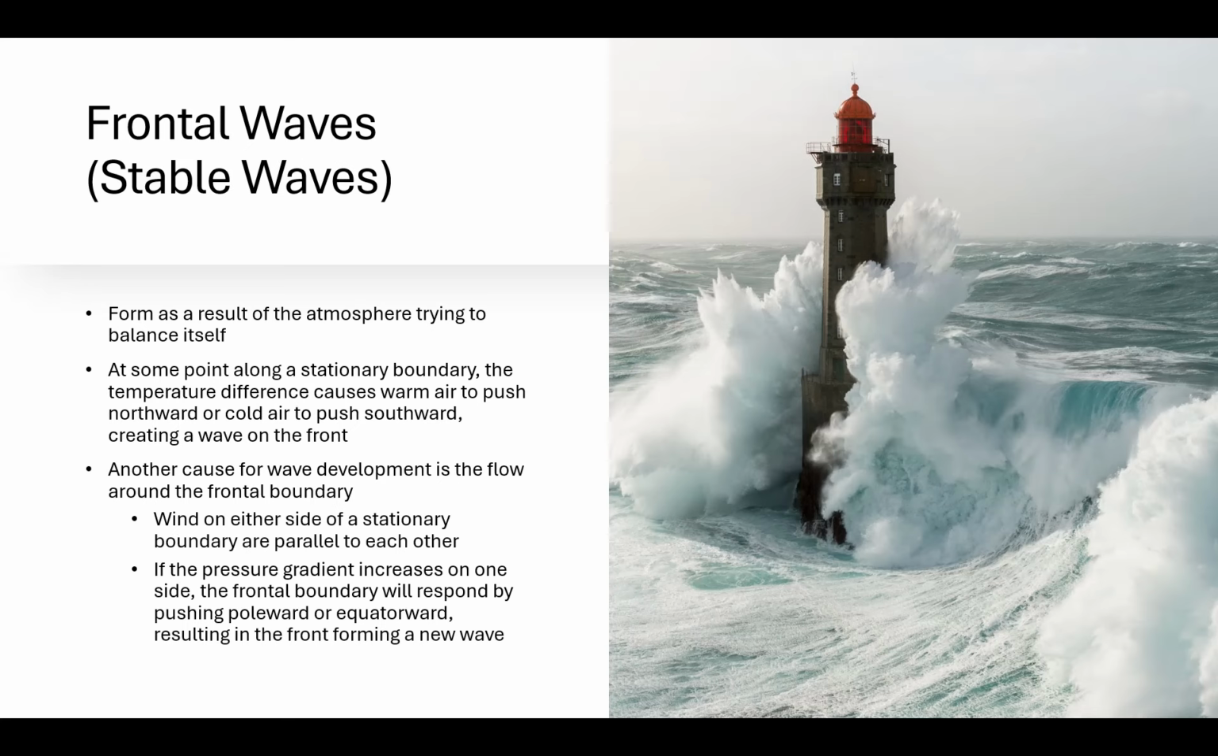All right, so now let's break down the difference between stable and unstable waves. Now, stable waves are going to form as a result of the atmosphere trying to balance itself. At some point along a stationary boundary, the temperature difference causes the warm air to push north and the cold air to push south. This creates that wave on the front. Another cause for wave development at the surface may be the flow around the frontal boundary. You may have wind on either side of a stationary boundary parallel to each other, but if the pressure gradient increases on one side of that front, the frontal boundary will respond by pushing poleward or equatorward, resulting in the formation of a new wave of low pressure.